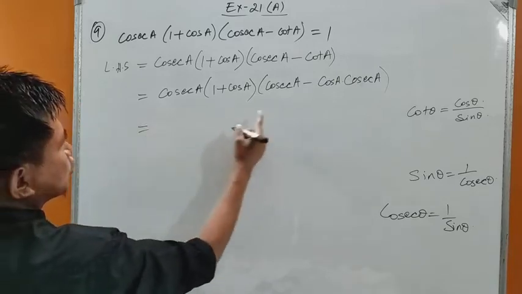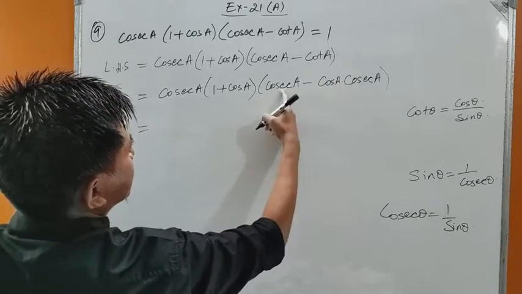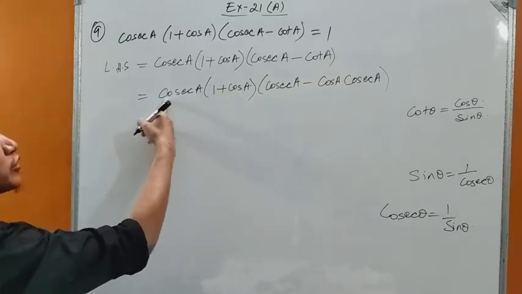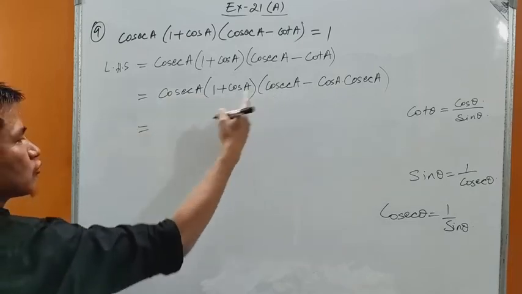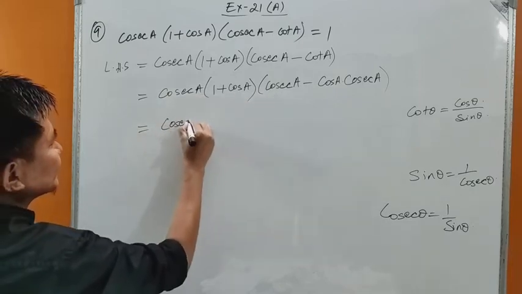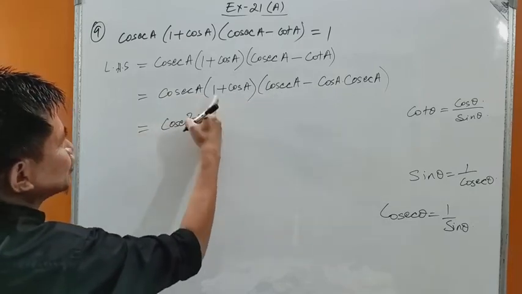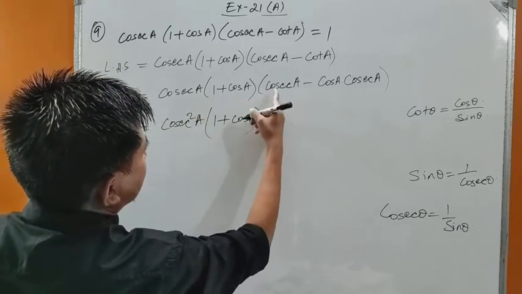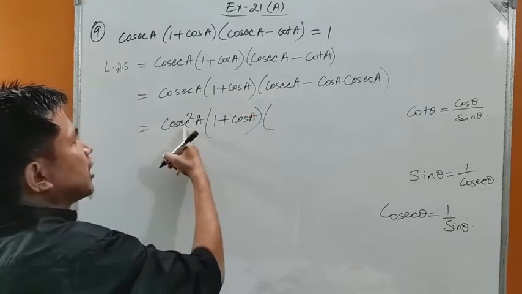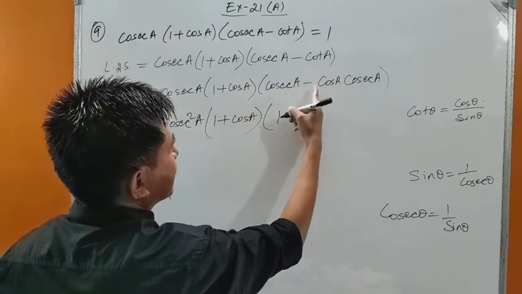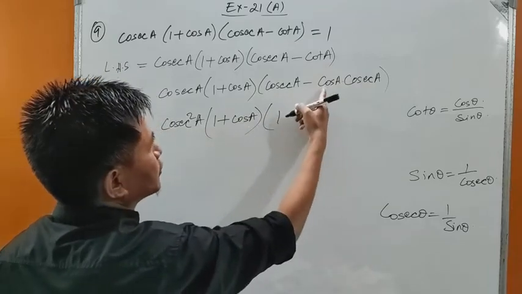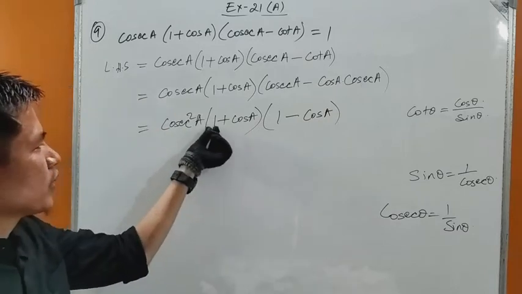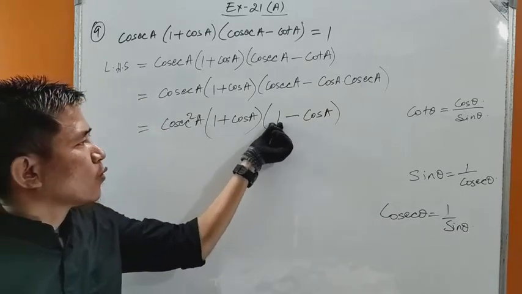So now let's take the cosec A common from these two. Cosec A is taken common out, and we already have one cosec A here. So this cosec A and that cosec A becomes cosec square A, isn't it? Cosec square A. So 1 plus cos A, 1 plus cos A. Here we have taken this cosec A out, so we have only 1 minus cos A in the bracket, isn't it? So now we have 1 plus cos A, 1 minus cos A.